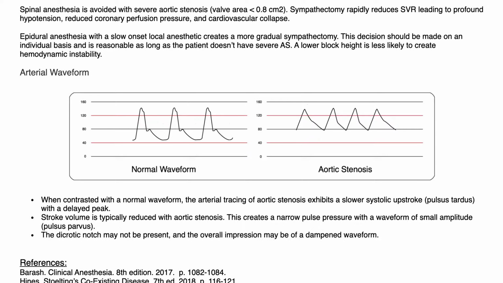This creates a narrow pulse pressure with a waveform that has a small amplitude. This is called pulsus parvus. The dicrotic notch may not be present, and the overall impression may be of a dampened waveform.